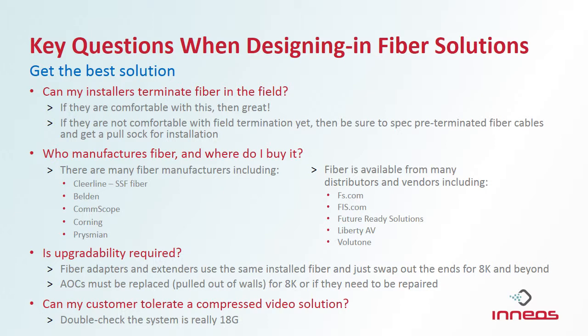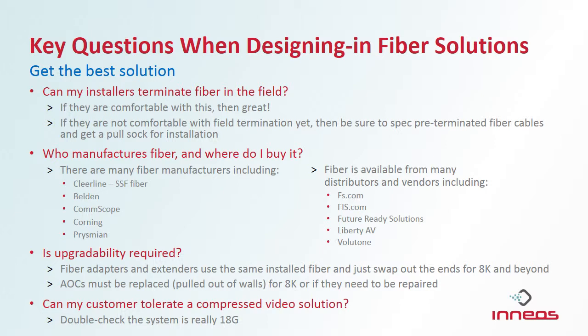So once you've determined what type of connector and what type of fiber, then you need to look at the actual fiber installation. So for that is, can your installers terminate fiber in the field? And if they can, that's great. Then you can pull fiber just like you pull copper category cable and terminate it right to length in the field when you're ready to do your installation. If they're not comfortable with fiber termination yet, that's all right. You can still use fiber. You just need to get a pre-terminated fiber and use a pull sock for installation so that you protect the end of the fiber when you're pulling it through the walls and around corners in the conduit.